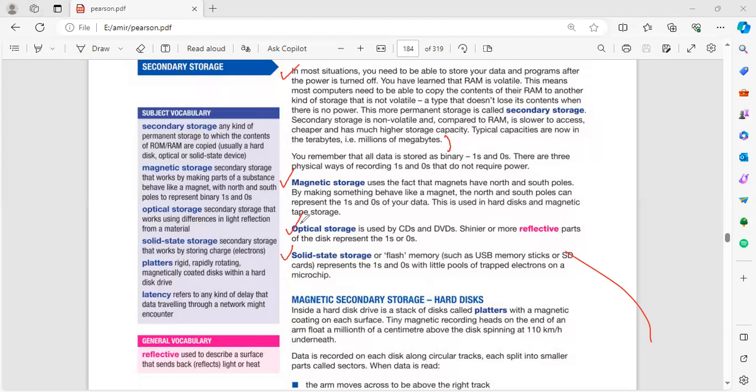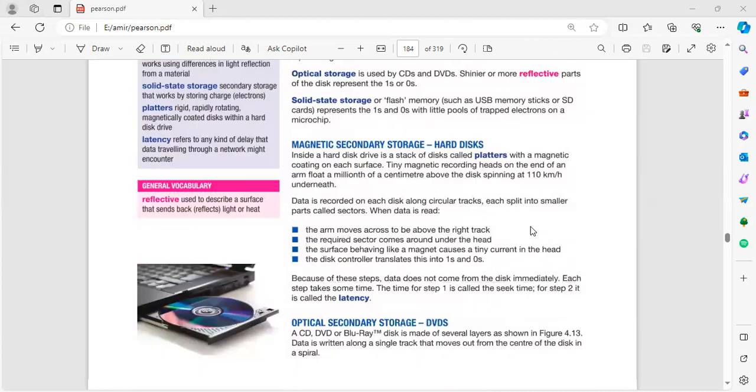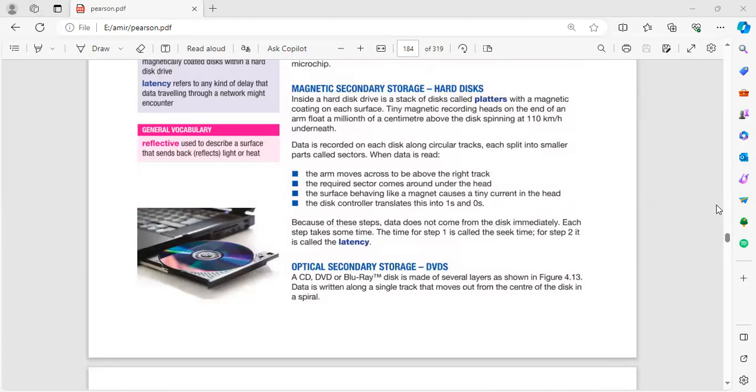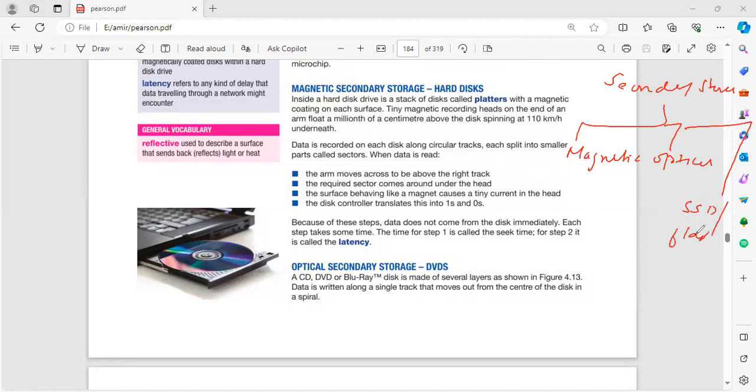Sir, the magnetic storage. Basically, secondary storage comes in three forms. If we talk about secondary storage, it is given in the material here: magnetic secondary storage, hard disk. So you will find magnetic storage, optical, and then solid state drive, or you can say flash storage.